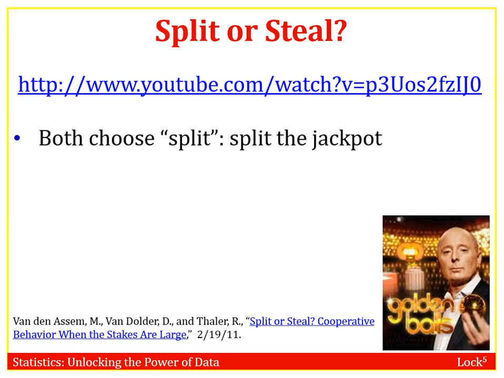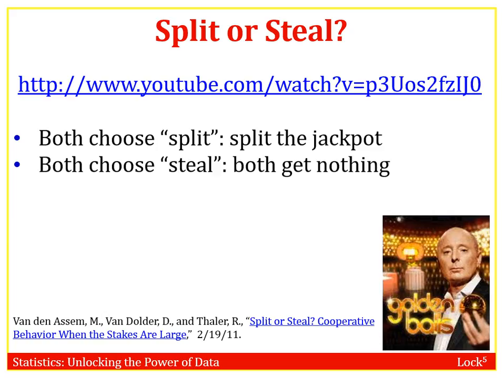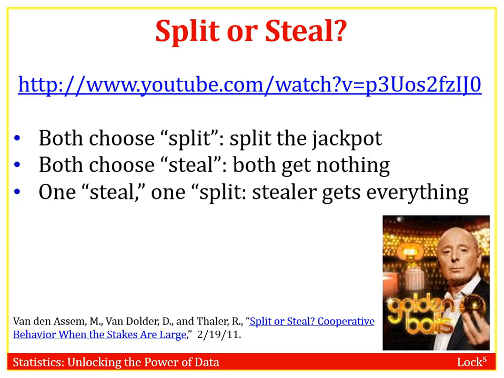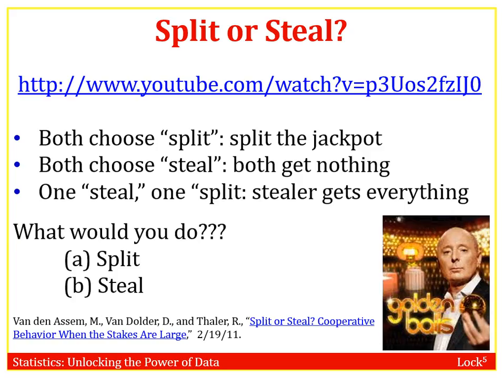So, for the most part, if both choose split, the jackpot is split. If both choose steal, nobody gets anything. If one says steal and one says split, the stealer gets everything. So what should you do? Should you split or should you steal?